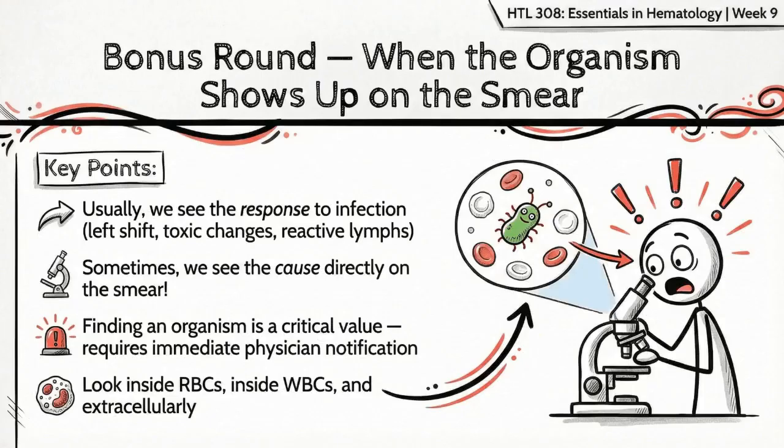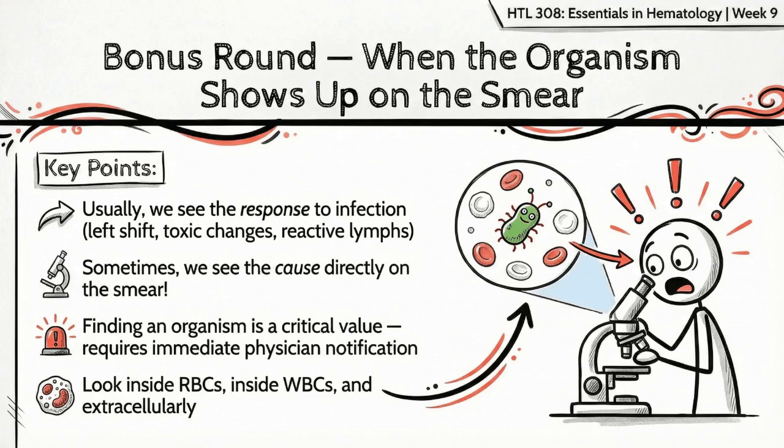Alright, we've reached the bonus section, and I genuinely love this part because it's one of those moments where the smear becomes almost cinematic. Occasionally, when you're scanning a peripheral blood smear, you will see the actual organism causing the infection. Right there. On the slide. This is rare, but when it happens, it's a powerful and direct finding.